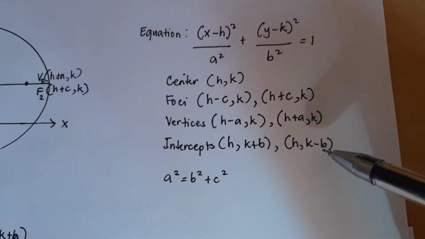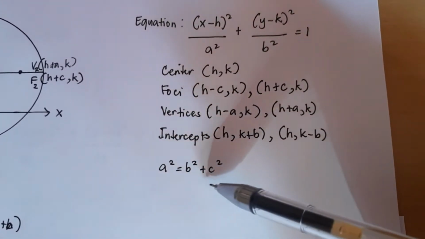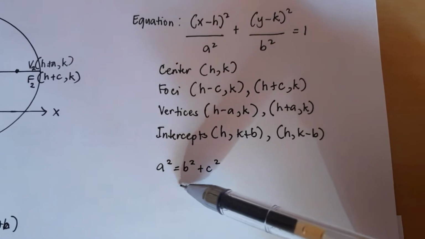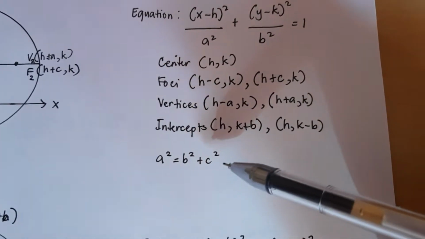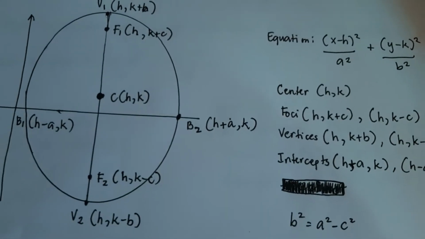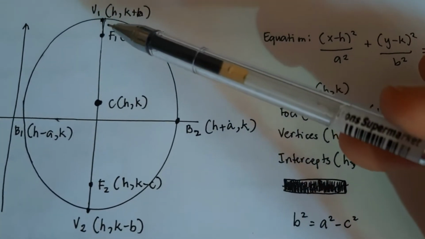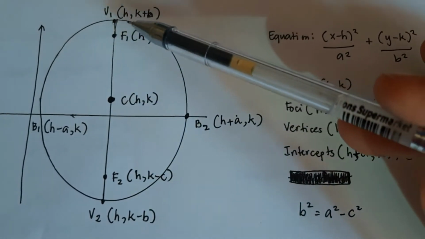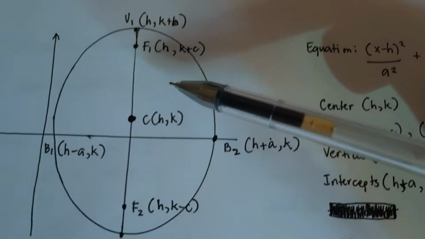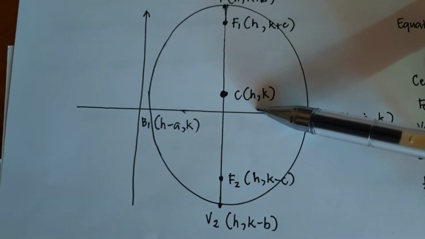No? So for finding the values or the missing value of a, b, c, you're going to use a squared is equal to b squared plus c squared. Now if the major axis is located sa y-axis, ito naman ang ating image para doon. So, center is at (h, k), no?